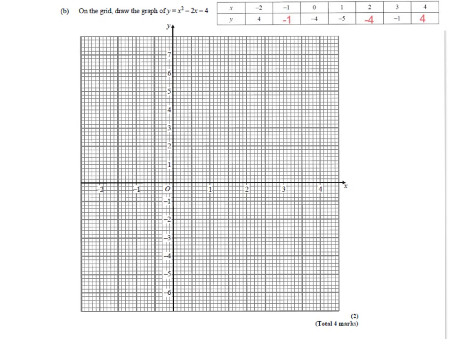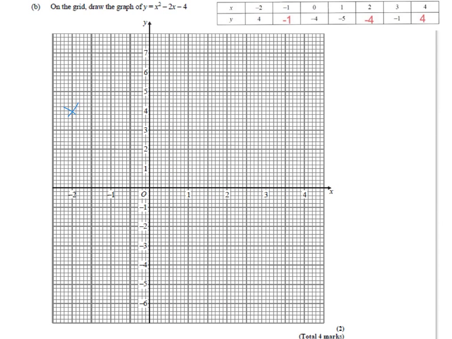So finally, we just plot these, and we should end up with a parabola that's like a U. So remember, these are coordinates: -2, 4, like that, -1, -1, 0, -4, 1, -5, 2, -4, 3, -1, 4, 4. And if you do that correctly, it should look something like this.